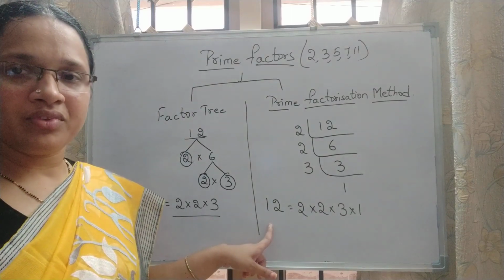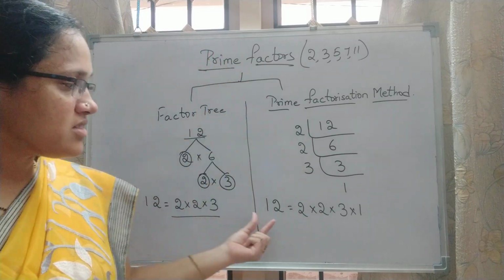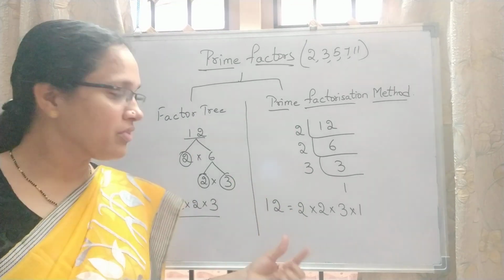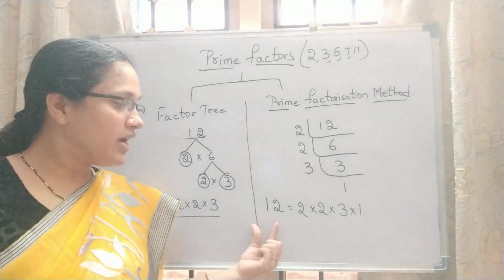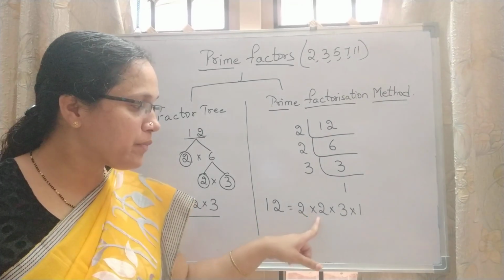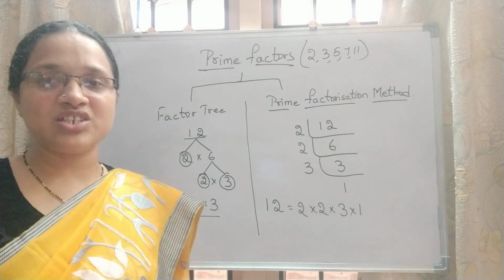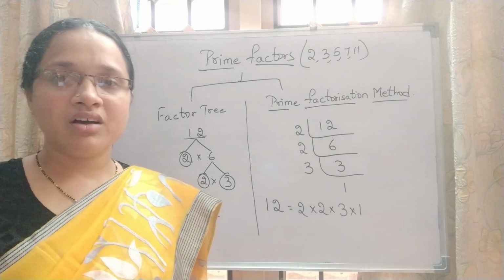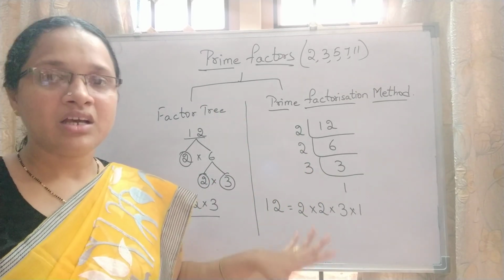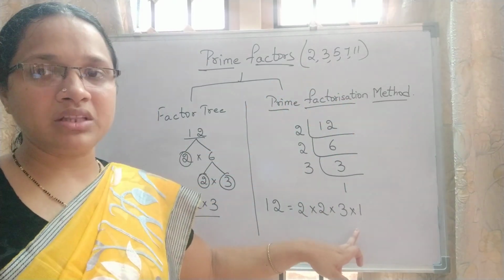Did you understand? Yes. So according to the definition, you can see that prime factorization method means if a number is expressed as a product of its prime numbers, that is called the prime factorization method. Did you get the definition apt with this sum, children? Yes. Please write the prime numbers when you are about to do the prime factorization method.